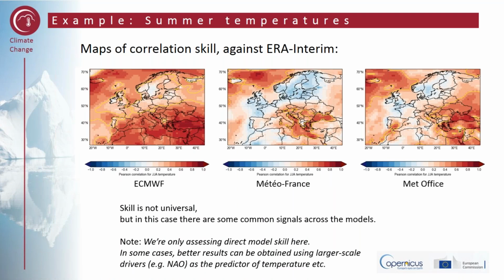You can see immediately that skill isn't universal. There's quite a lot of variation between the different models and geographically as well. Although in this case we can see that there's some common signals across the models, particularly Southeastern Europe and the Eastern Mediterranean. We get good skill in all these 3 cases.